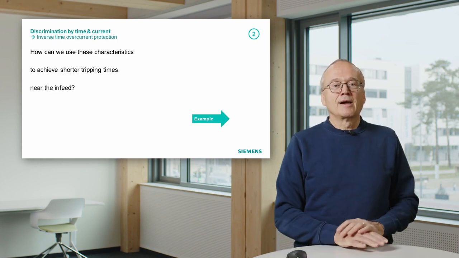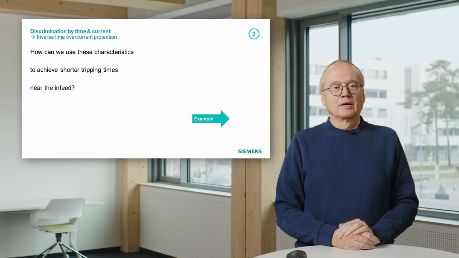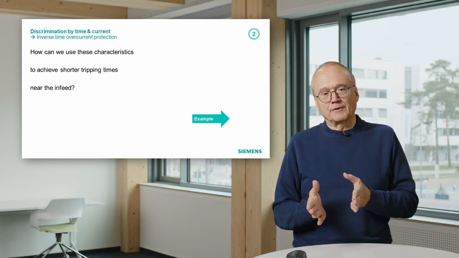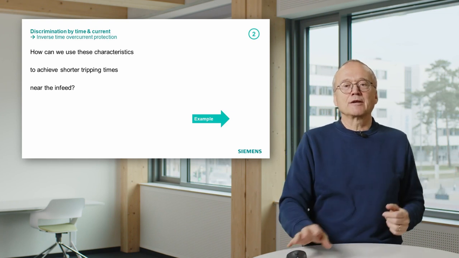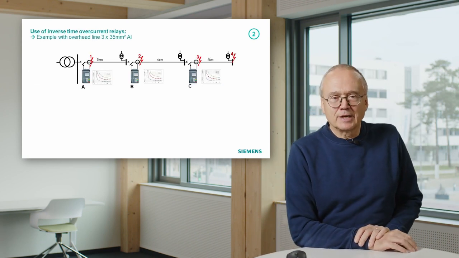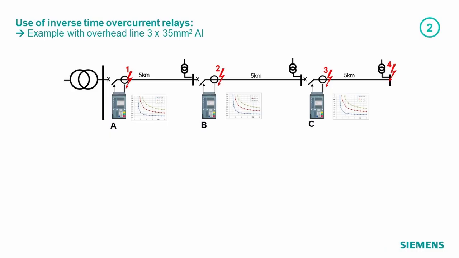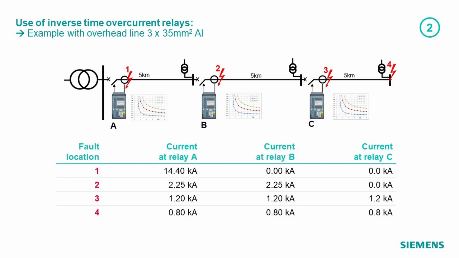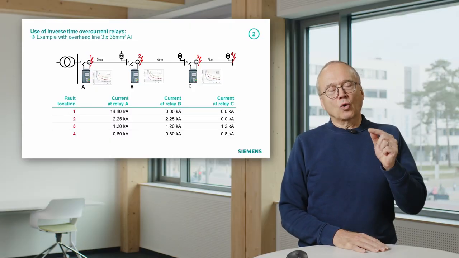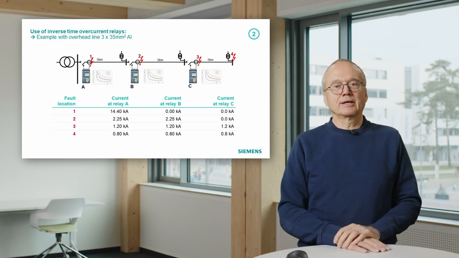For us, the question is, how can we use this type of characteristic to achieve shorter tripping times near the infeed? That means to compensate a little bit the problem we have with definite time overcurrent relays, that the tripping times near the infeed are pretty long. And to illustrate how that works, I would like to show this example. You see here again a feeder, in this case with 3 overhead lines. In this case it are really overhead lines. I did a calculation with 5 kilometer, pretty weak overhead line. And again here I did a short circuit calculation. That means for the 4 different fault locations in this picture, I calculated the short circuit currents for all relays. You see, you end up in a sort of a matrix.